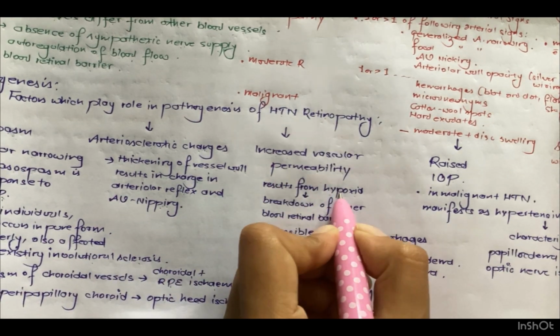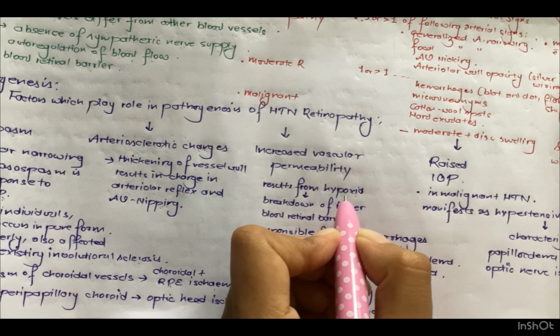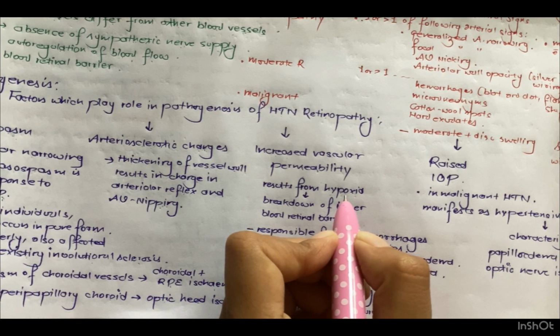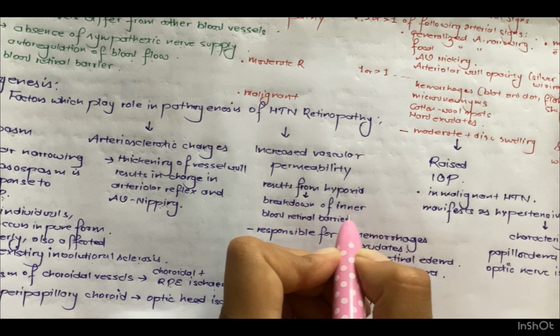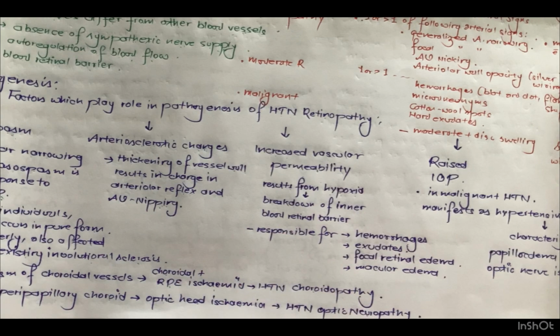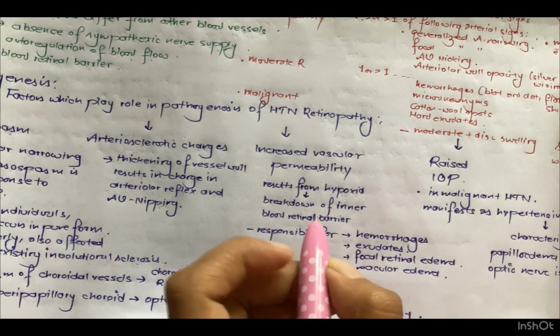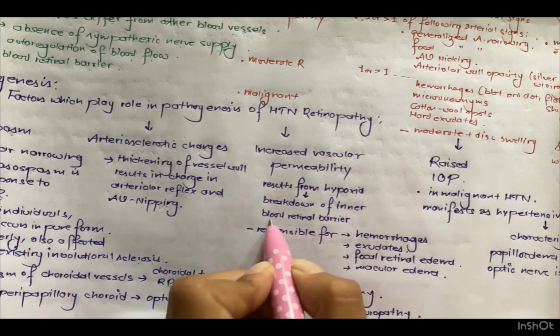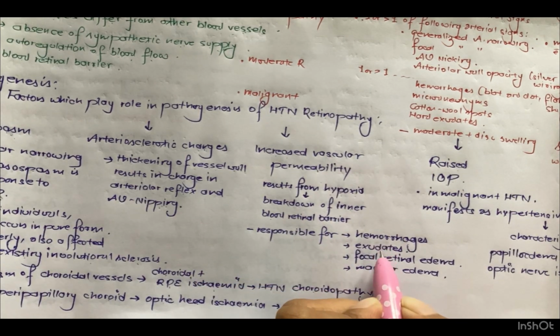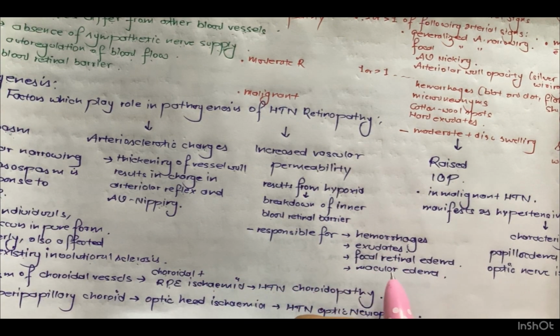And now talking about the hypoxia. Hypoxia refers to a condition when there is a deficiency of oxygen in the tissues, and when tissues including the blood vessels do not receive enough oxygen, it can trigger various physiological responses including the increased vascular permeability. So, hypoxia can also result in increased vascular permeability, and it can lead to the breakdown of inner blood retinal barrier that could be responsible for hemorrhages, exudates, focal retinal edema and macular edema.